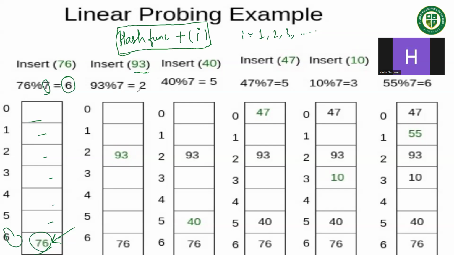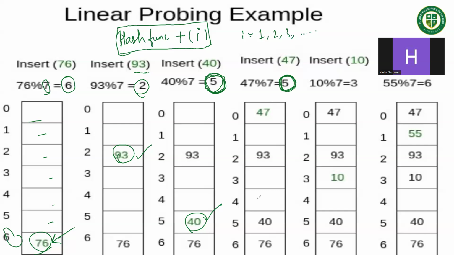Let's go to the second one. 93 modulus 7 is 2. It is also fine. We got 5 for 40, so it is also available. Nice. Next, this is 5. Can you see the clash here? Can you see the collision here? Right, so here comes the problem. So how do we store this?